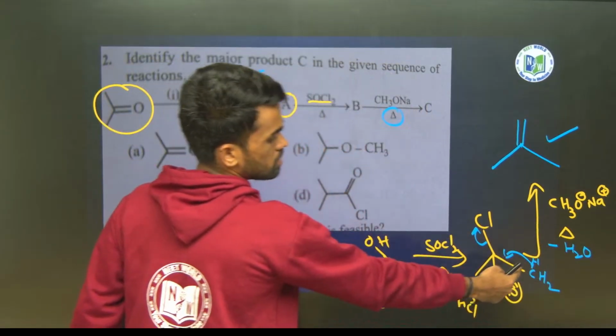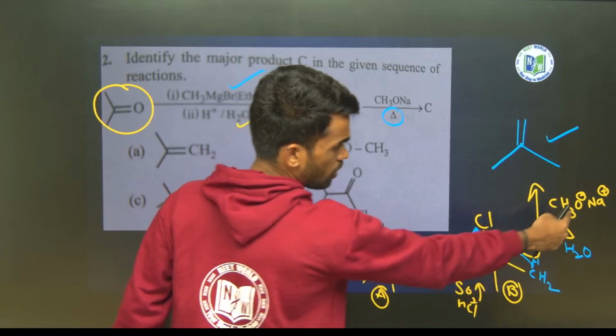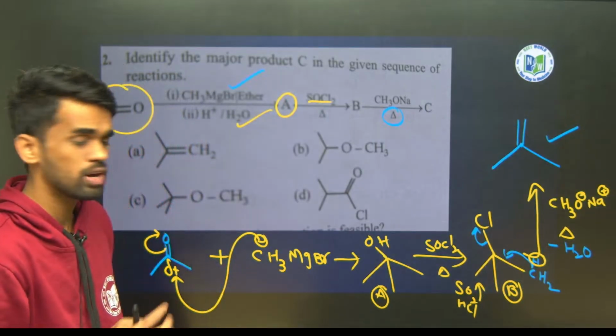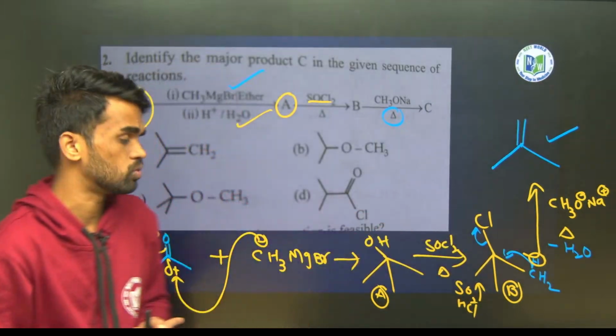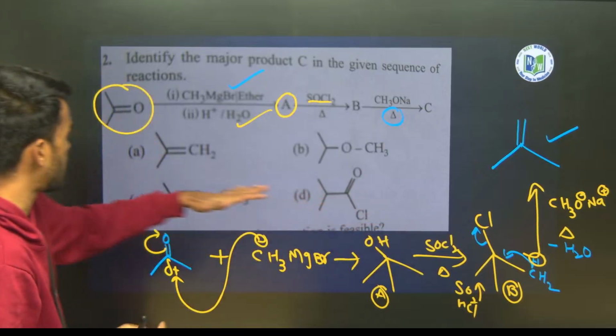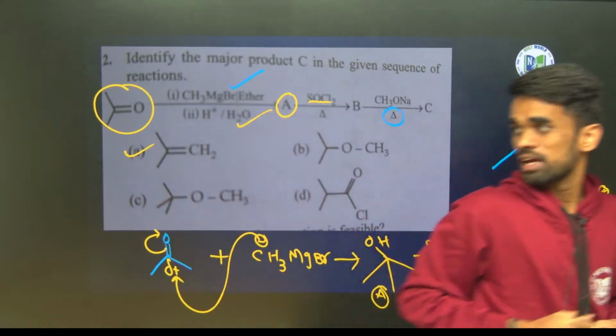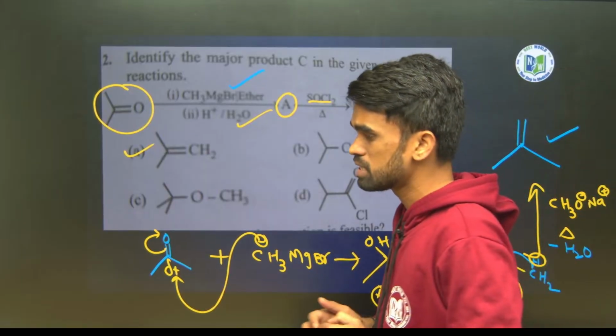Here methoxide will take this H plus from here, and elimination, dehydrohalogenation, I can say. Chlorine goes out as a chloride ion. So what is the suitable answer here? You have the first option as your answer, right? Okay, let us move forward with a few more questions.